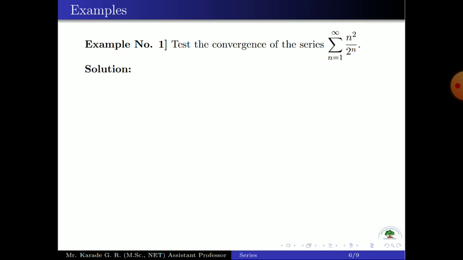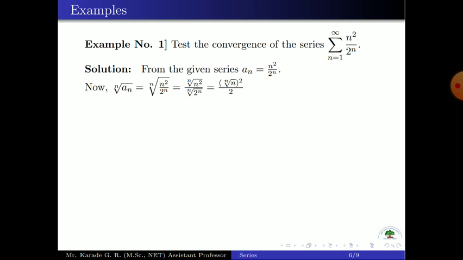We have to test the convergence of this series summation n square upon 2 raised to n, n equal to 1 to infinity. So solution, from the given series an, the nth term of this series, is n square upon 2 raised to n. Now, here nth power occurs, therefore we use the nth root test to check the convergence and divergence of this series.